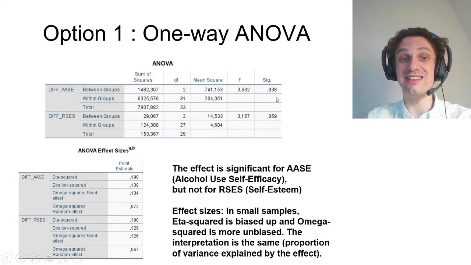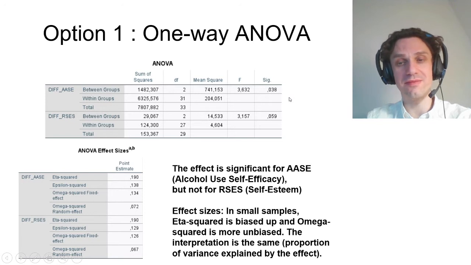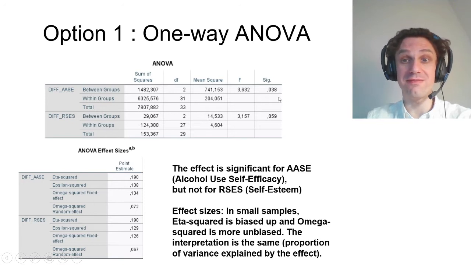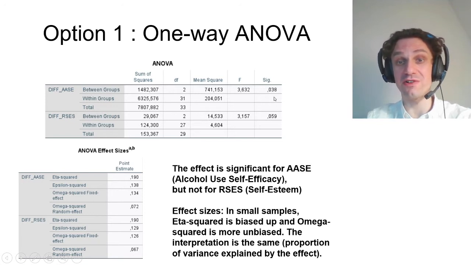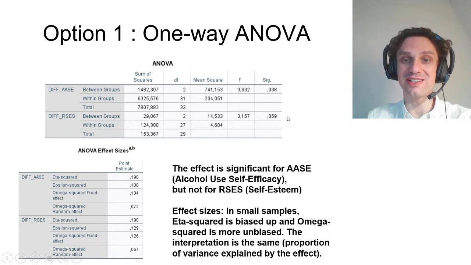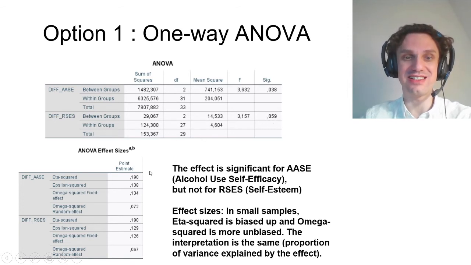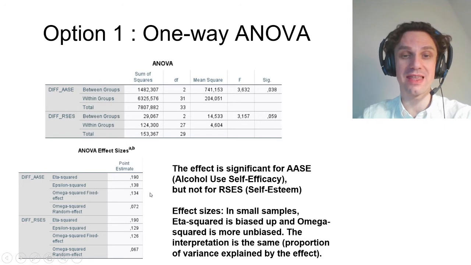So we can see that the differences in alcohol abstinence self-efficacy are statistically significant, which suggests that some program maybe works better than some other program. However, for Rosenberg self-esteem scale, this significance level is not very good. It's 0.059. So we cannot really confidently conclude that there are differences between the groups.